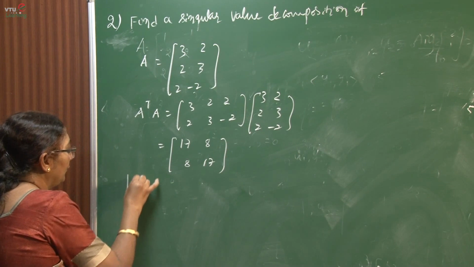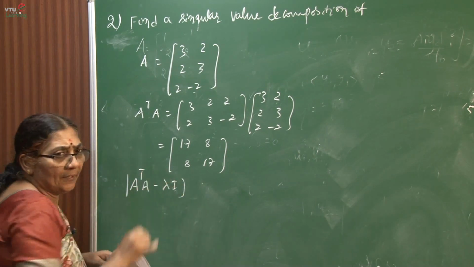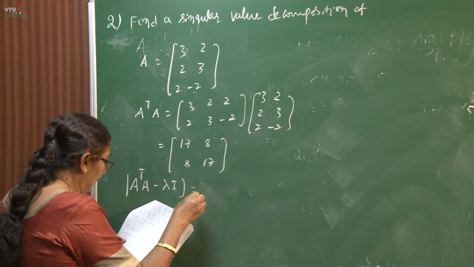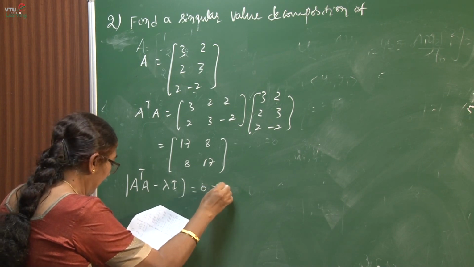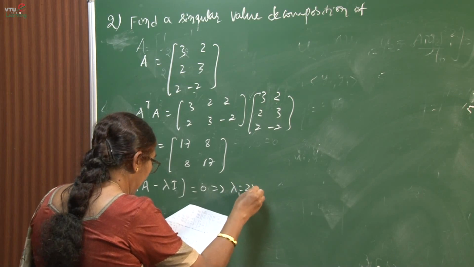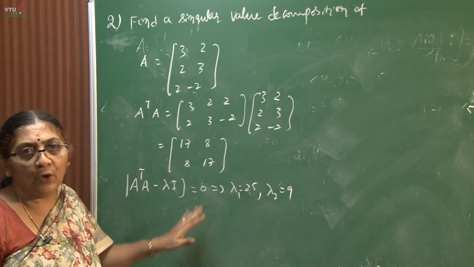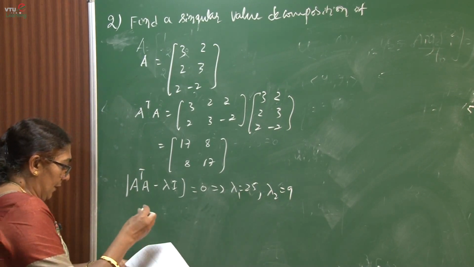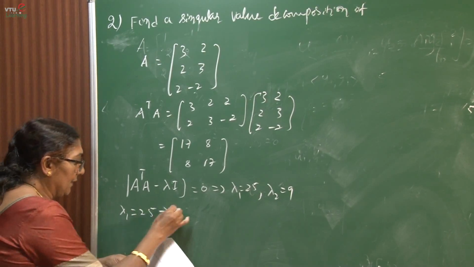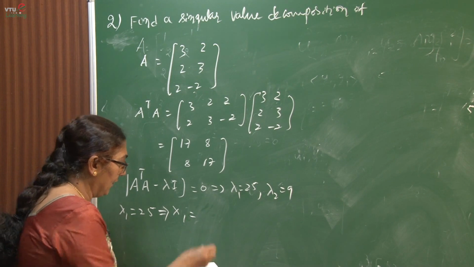Then I have to find the eigenvalues based on A transpose A minus lambda I, where I is the identity matrix of order 2 cross 2, equal to 0. Simplify that and we get two roots: lambda 1 is 25 and the other root, lambda 2, is 9. I am not going to do that part because you know how to do it. Next, using lambda 1 equals 25, you find the corresponding eigenvector, which is 1, 1.